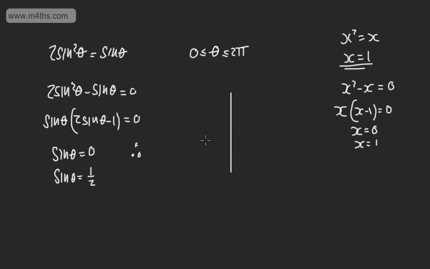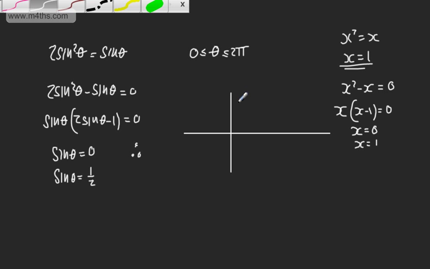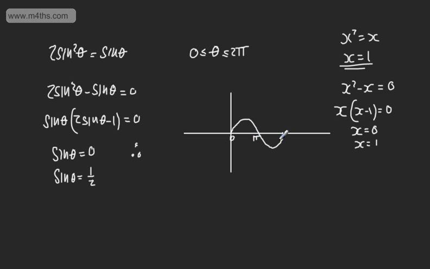And again, you might already know these, might be committed to memory. Sine theta is going to be 0 at 0, it will be 0 at pi, and it will be 0 at 2 pi. Or 0, 180, and 360. So 0, pi, 2 pi. So we can state now that theta will be equal to 0, pi, and 2 pi.